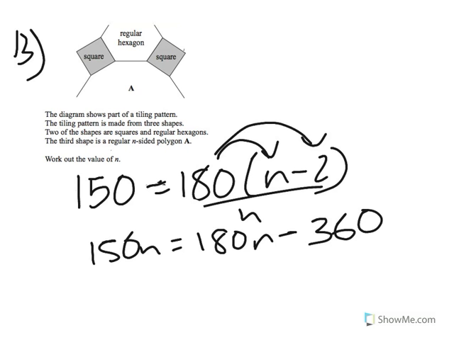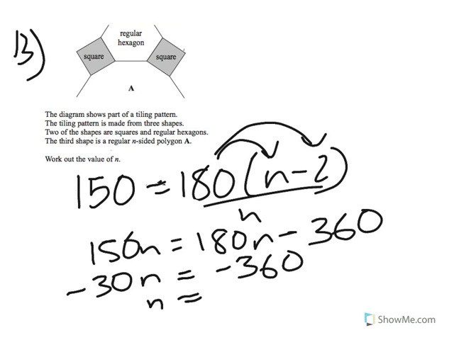Now get all the n's on one side, so subtract 180n on both sides. You get negative 30n is equal to negative 360. Then divide both sides by negative 30. You get n is equal to negative 360 over negative 30. And so n is equal to 12. So shape A has 12 sides.